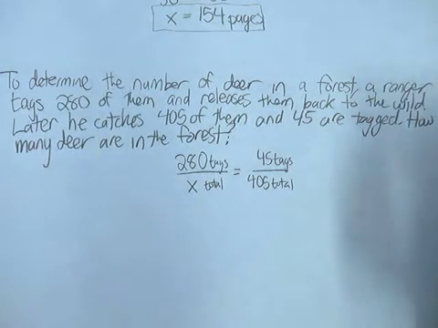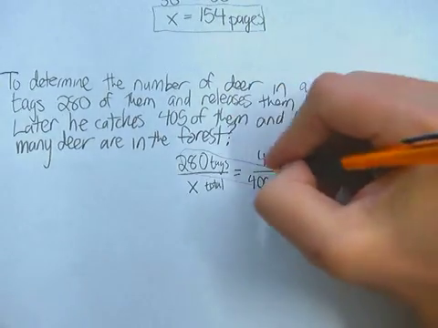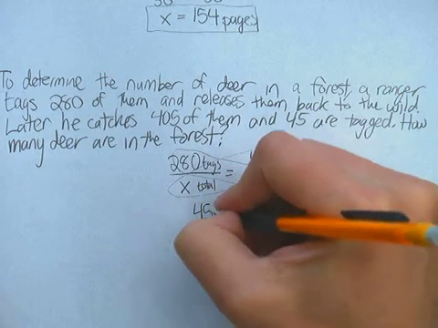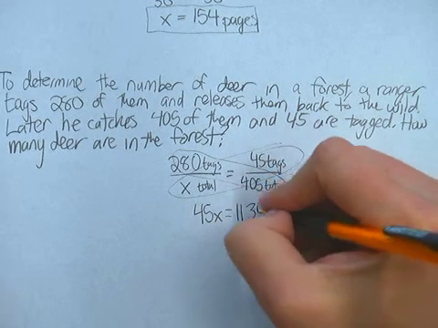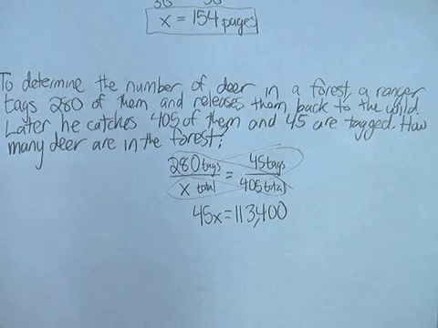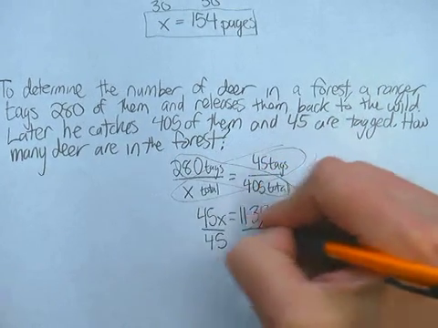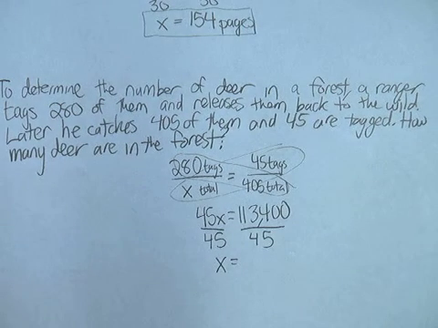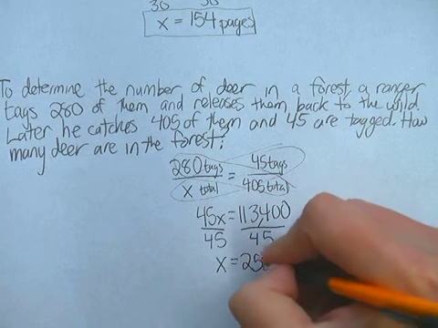Alright, next step is I need to say the cross multiplication needs to happen. So 45 times x is equal to 280 times 405, which is a huge number. Now we're just going to divide both sides by 45. And I get x is equal to something. 2,520 deer.